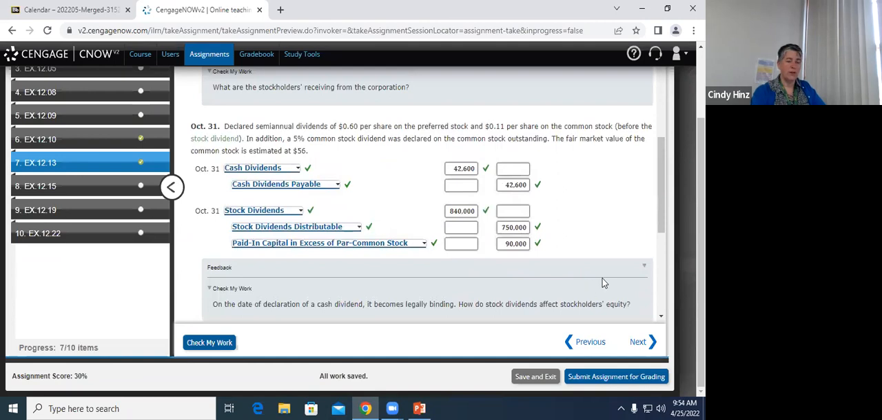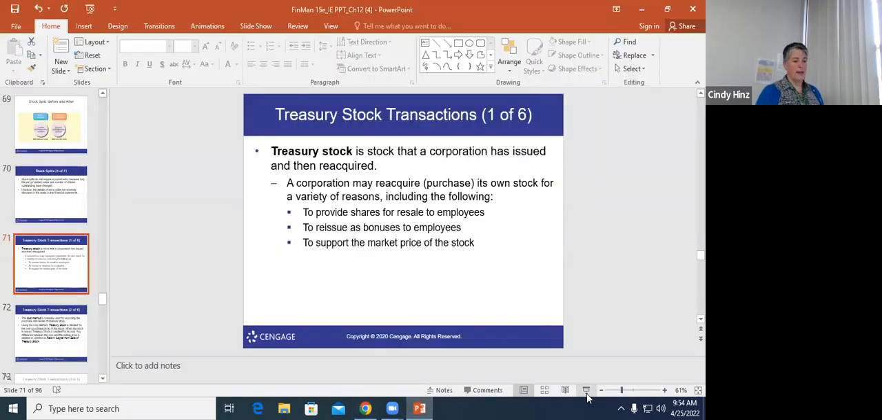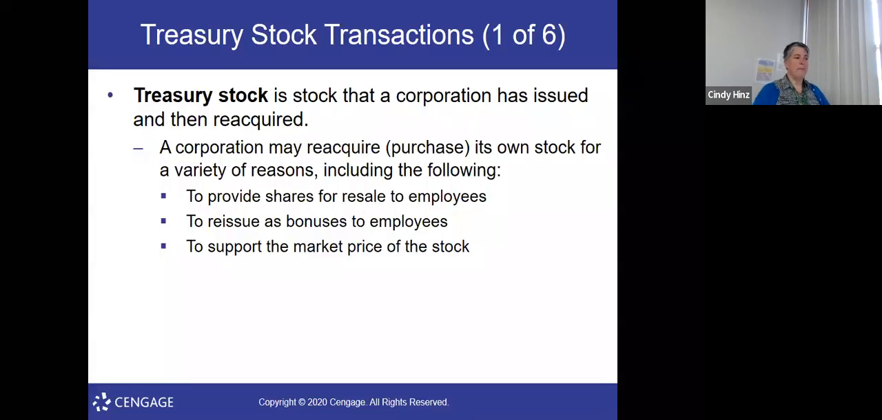So we've now covered cash dividends, stock splits. Any questions on any of that? All righty. Let's go back to our PowerPoint then.